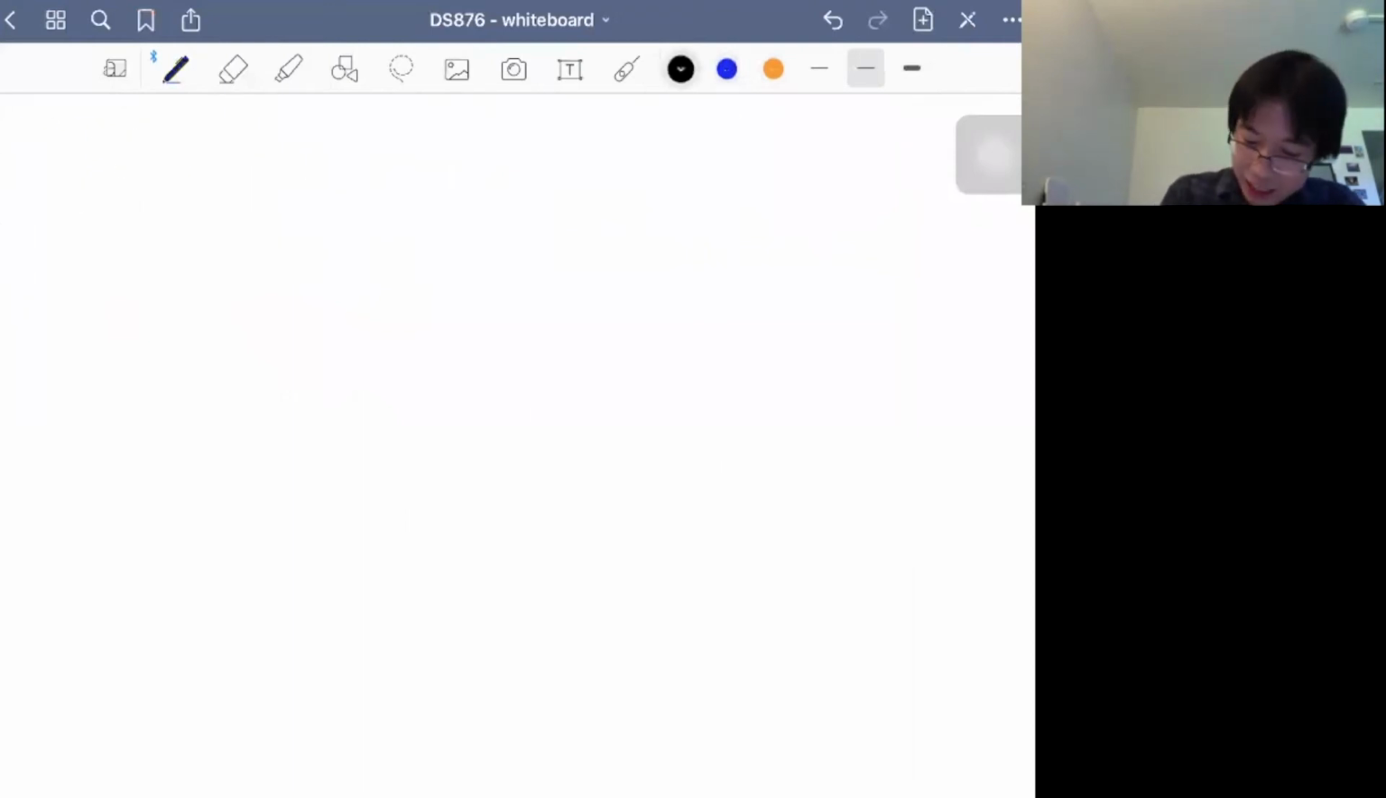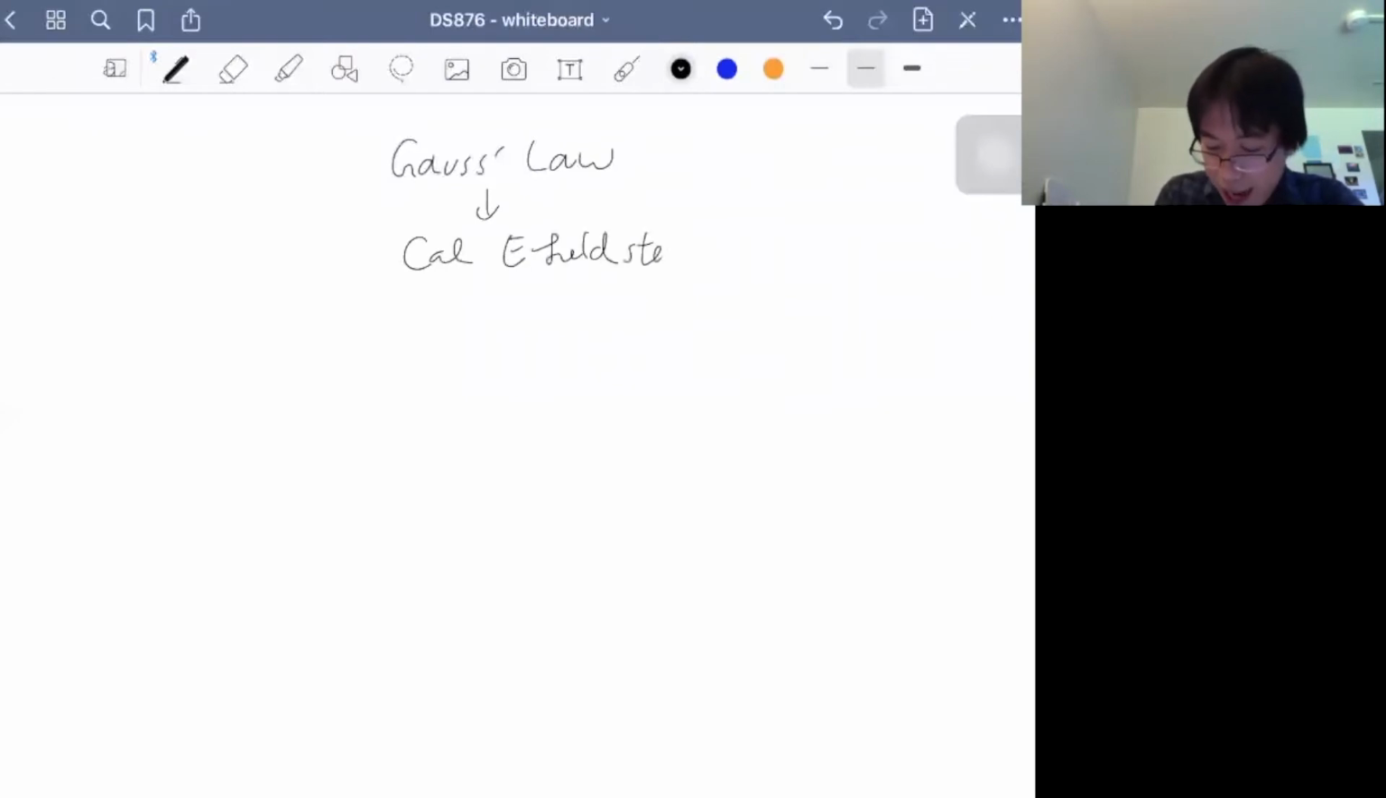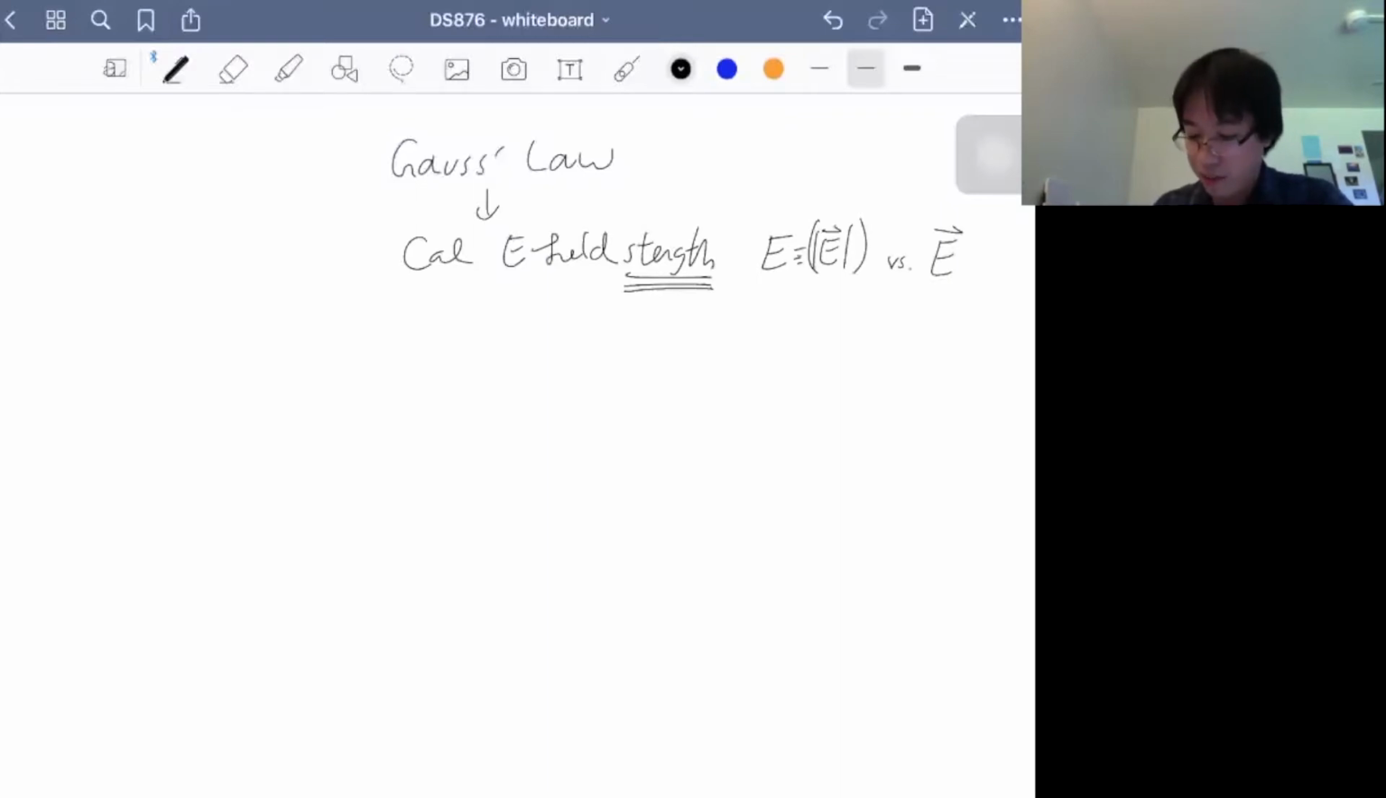So let's explain what Gauss's law is for. Well, the short answer is to calculate the electric field strength. And I'm emphasizing the word strength because it's to calculate E, not the E vector. What's the difference? That's the magnitude. That's the lazy way of saying the magnitude of the electric field vector.